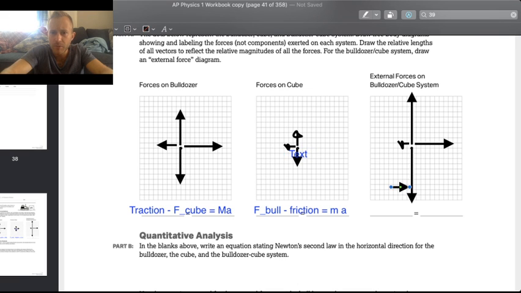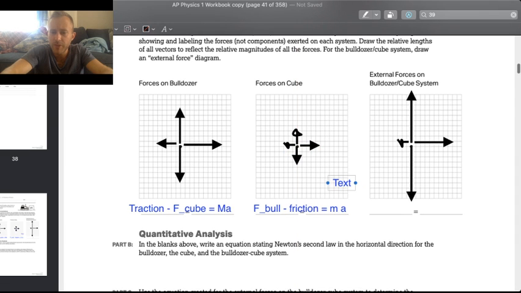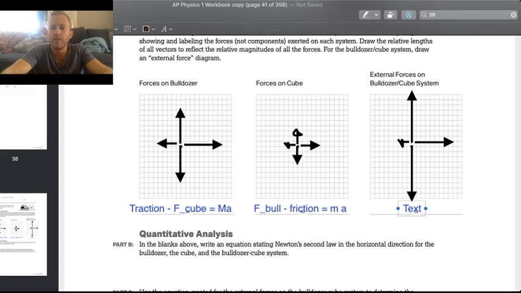If we add those two equations together, the total system has a mass of little m plus big M.